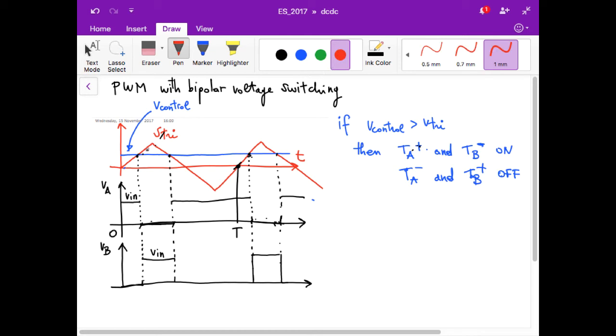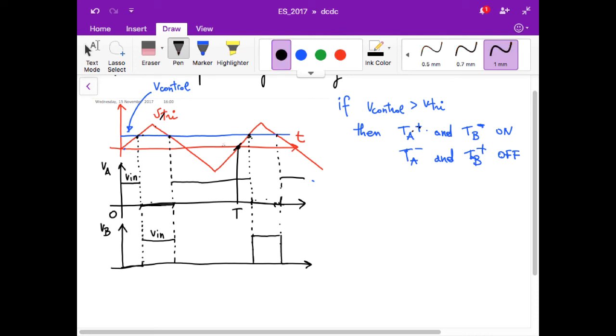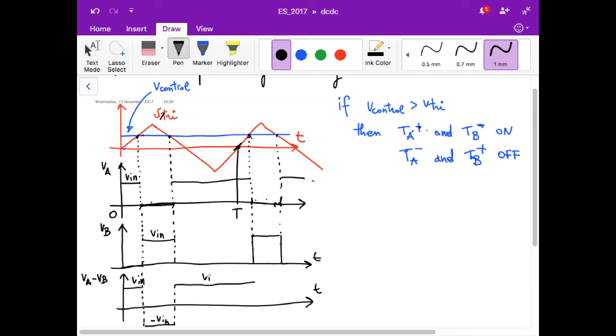So we can now plot the difference, VA minus VB. If we plot VA minus VB, the situation is pretty easy to understand, because here the difference is equal to V in, and here the difference is equal to minus V in. V in, minus V in, plus V in, minus V in, and so on.